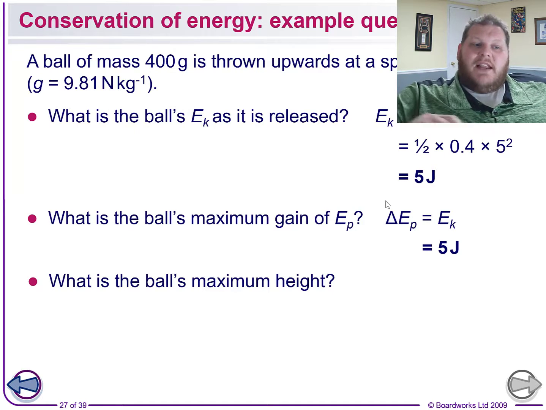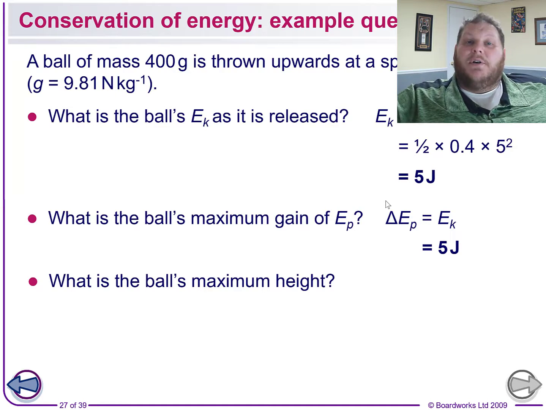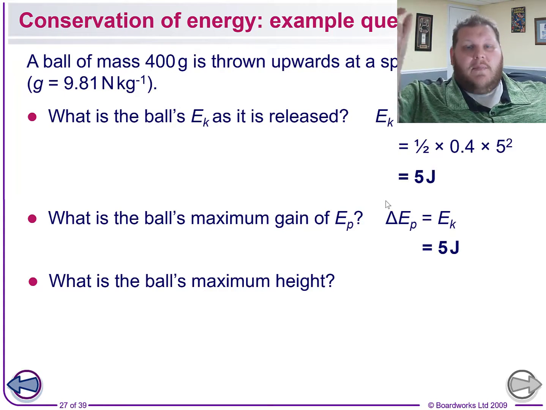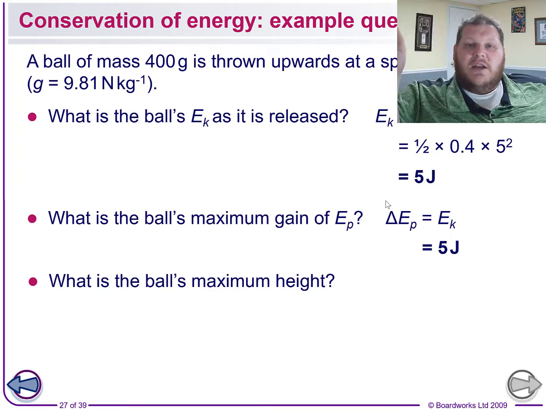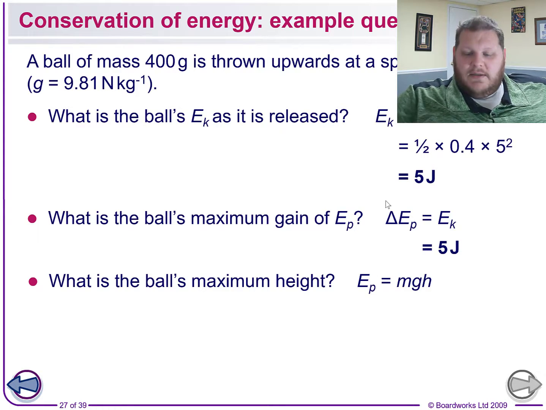Here, if I'm trying to find the maximum height of the ball, I'm going to use the fact that I now know that the maximum potential energy is 5 joules. And I know the maximum potential energy happens at the peak of the trajectory. As the ball flies up in the air, the highest point is the maximum potential energy. So I can use that equation. My potential energy is equal to mass times gravity times the height, and plug in everything that I know.